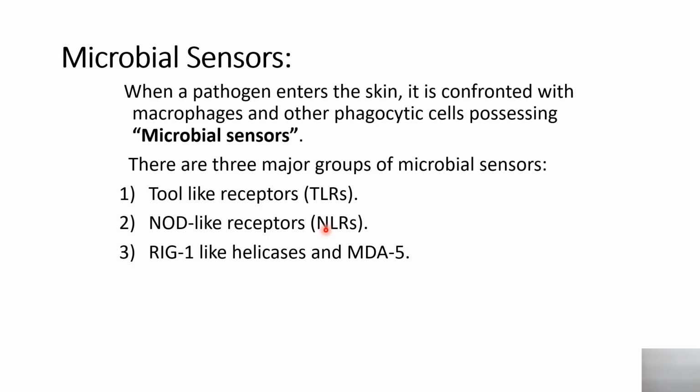Now, what are microbial sensors? When a pathogen enters the skin, it is confronted with macrophages and other phagocytic cells possessing microbial sensors. So, what are these sensors? There are some receptors on the surface of these cells which recognize foreign pathogens, foreign antigens. So, it can be toll-like receptors. It will be toll, not tool. Toll-like receptors are TLRs. Nod-like receptors are NLRs, and Rig1-like helicases and MDA5.